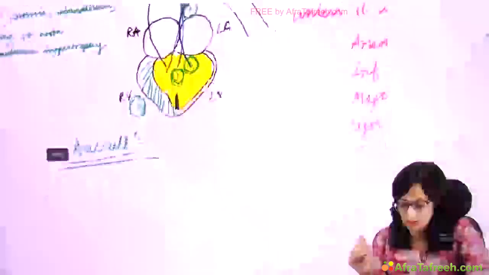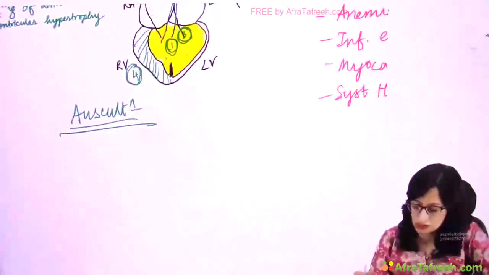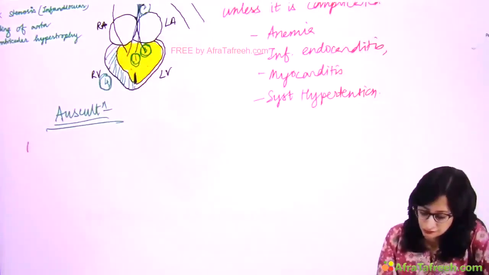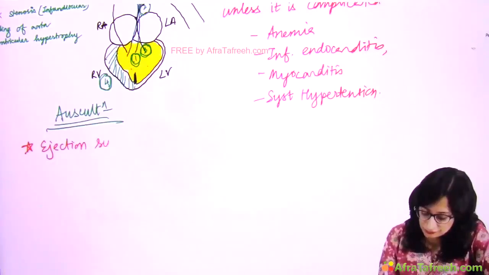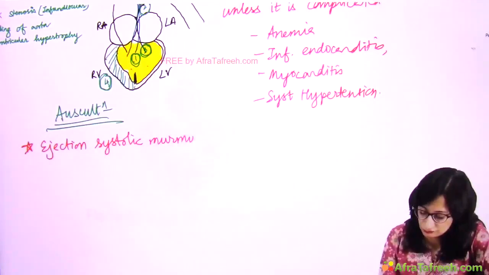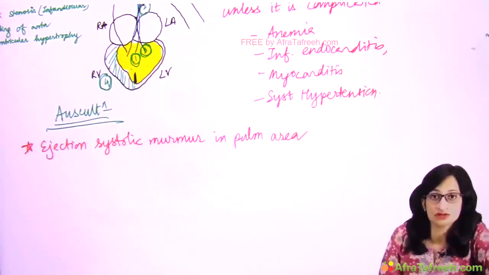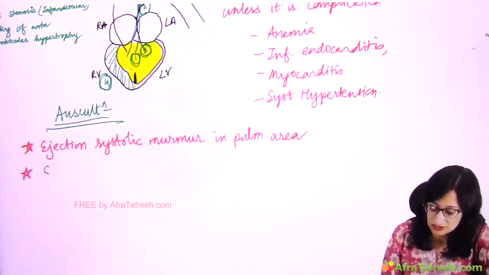Okay. So let's write down. So auscultation in tetralogy of Fallot, we get an ejection systolic murmur in the pulmonary area, okay, because of the pulmonary stenosis, and we also get a single second heart sound.